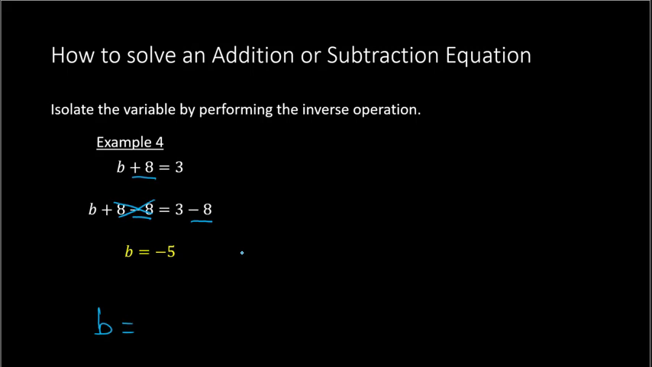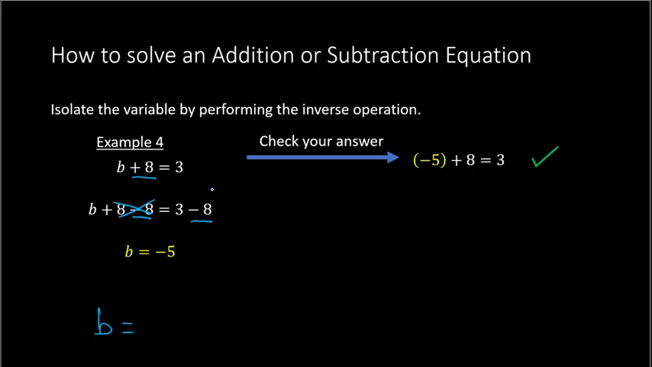And we can double check our answer by plugging the negative 5 back in for b. So instead of b plus 8 equals 3, we would now have negative 5 plus 8 equals 3. That is a true statement, which means we have the correct solution.